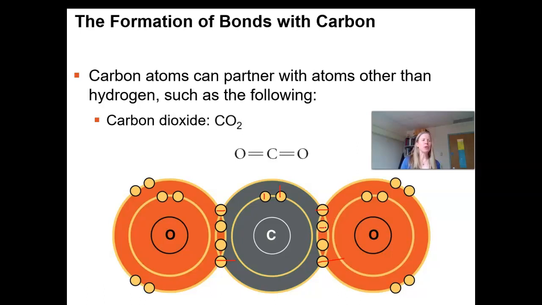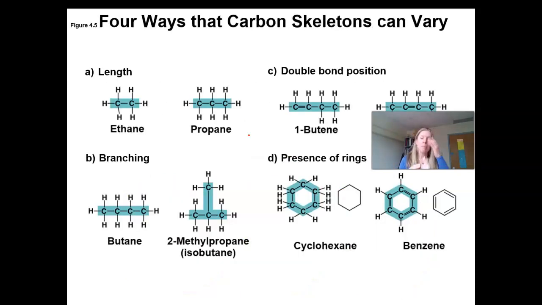And so what we're going to do is share this pair of electrons and this pair of electrons, and that's why you see this written as a double bond, right? Each of those lines indicates a shared pair of electrons. All right, moving on.